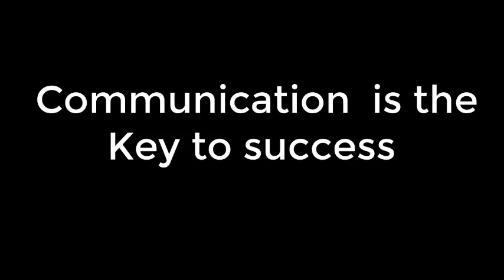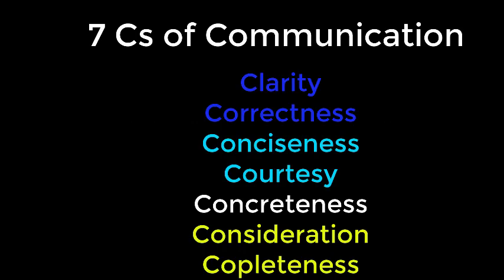To make communication effective, there are 7 C's which play a very important role in making the communication effective and powerful, and which help lead employees to engage and boost their productivity. So here are the 7 C's of communication. They are: number 1, clarity; number 2, correctness; number 3, conciseness; 4 is courtesy; 5th is concreteness; 6 is consideration; and the 7th and final one is completeness. We will discuss each of these 7 C's of communication one by one.